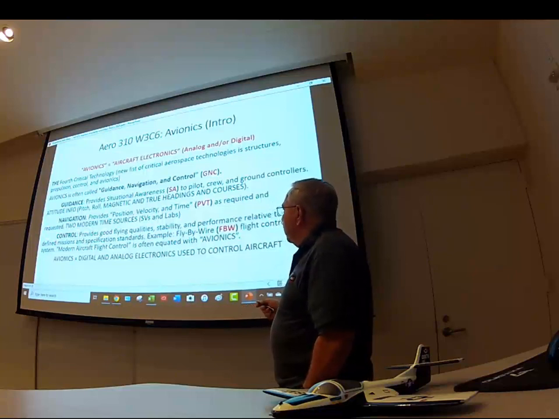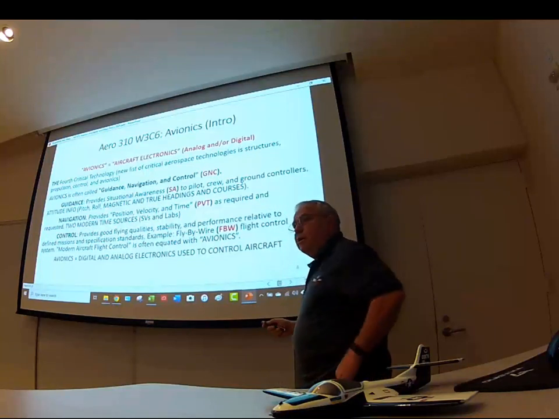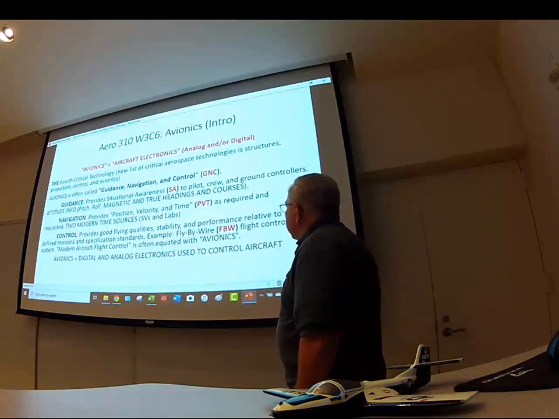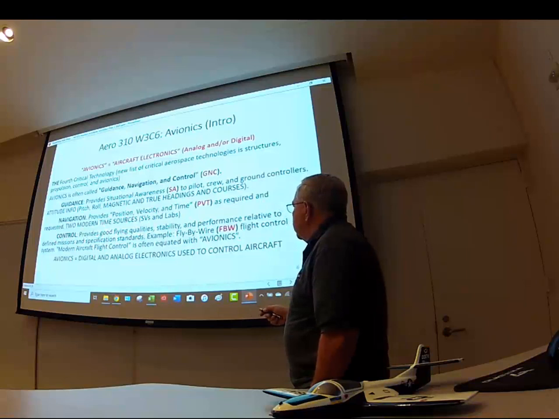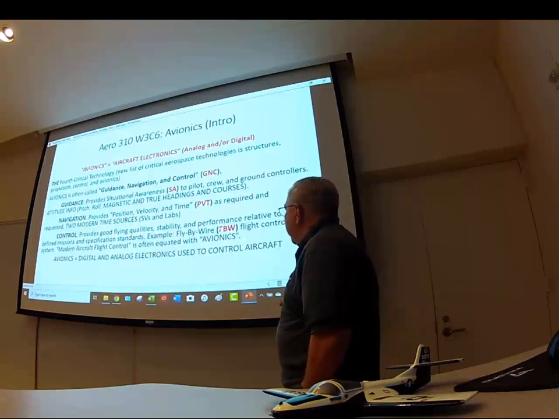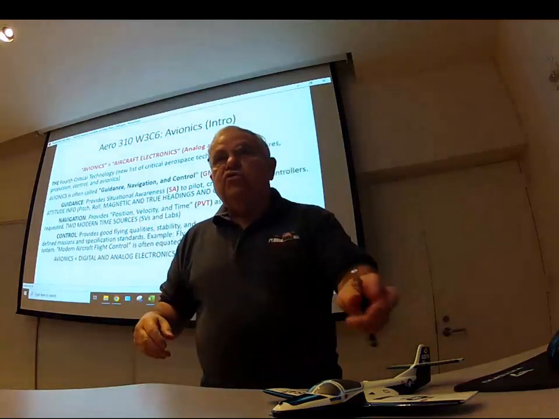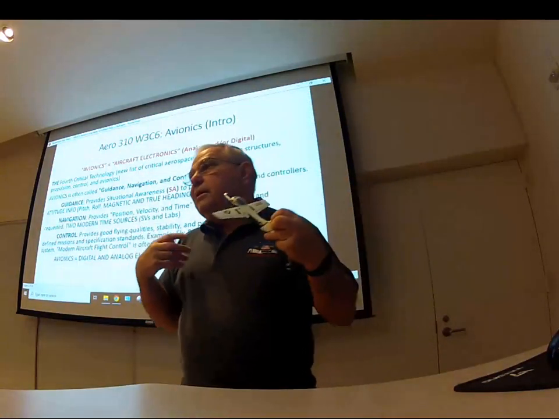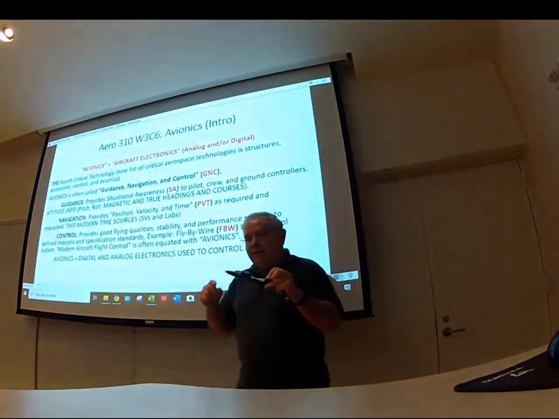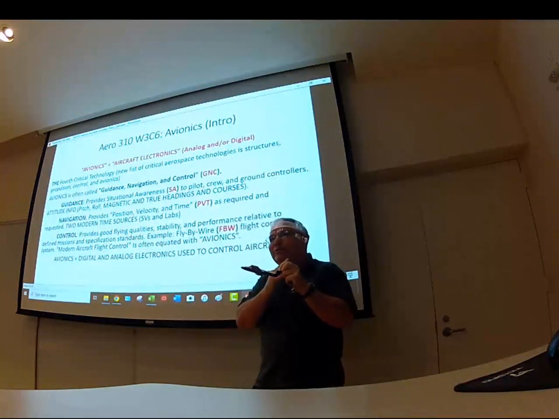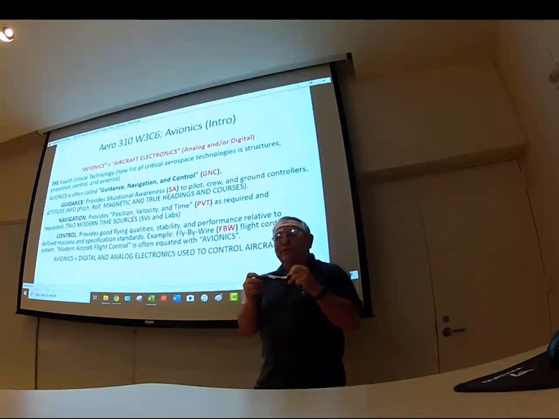Control is what causes good flying qualities. So we'll talk about this in a later lecture, flying qualities. But basically, stability and performance relative to a defined mission. And we'll give you some examples of fly-by-wire. So what fly-by-wire does is it disconnects the pilot from the controls. In the old days, if you go fly a small airplane, there's a cable that hooks you up to your controls. And that cable actually moves through leverage. It moves the control surfaces.